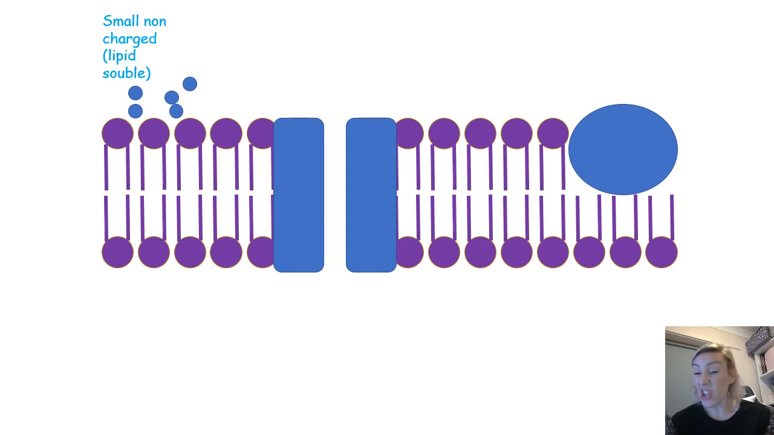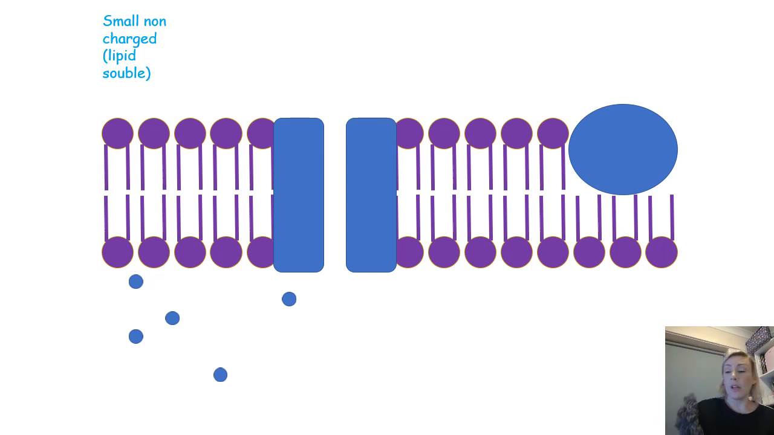Well, because they are so small and because they have no charge, they are able to move through the phospholipid bilayer. So as long as there's a concentration gradient for them to move, so there's a higher concentration of them on one side, they will move directly through the phospholipid bilayer. They don't need any help, any assistance in diffusing across the membrane. They just move through the phospholipid bilayer. So that's things like oxygen.